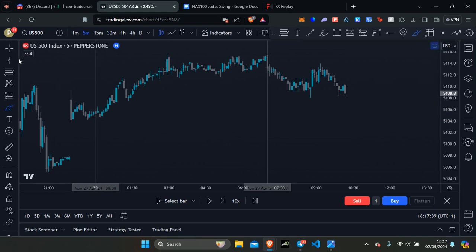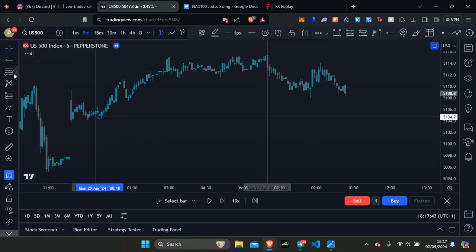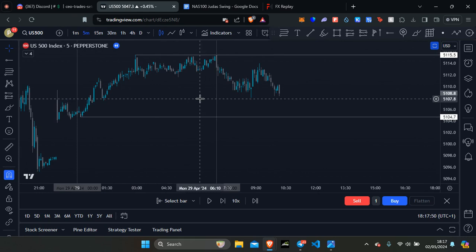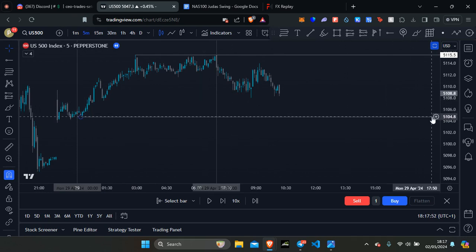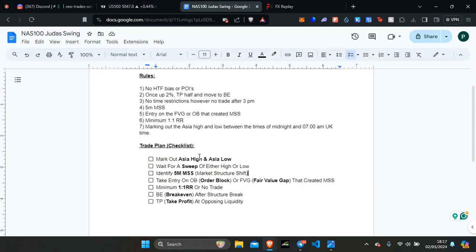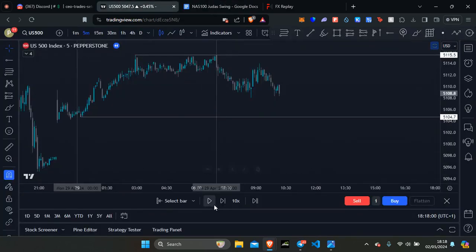If I mark these out with a horizontal ray, the lowest point in this trading range is here and the highest point is right there. Once we've got our trading range, all we simply do is set alerts on the low and the high and wait for price to sweep either side. So we've marked out the Asia highs and lows, and now we're waiting for a sweep of either side.